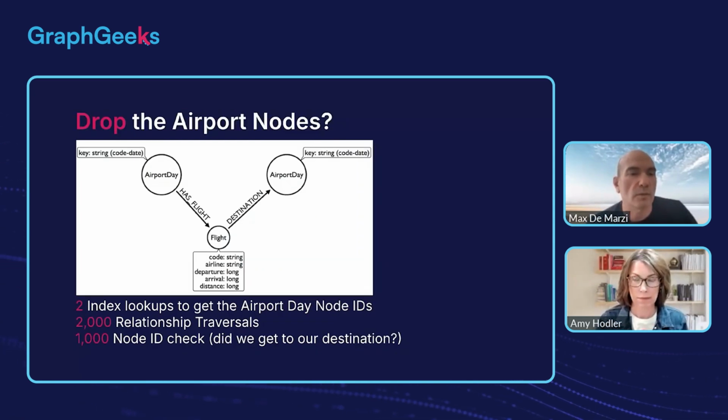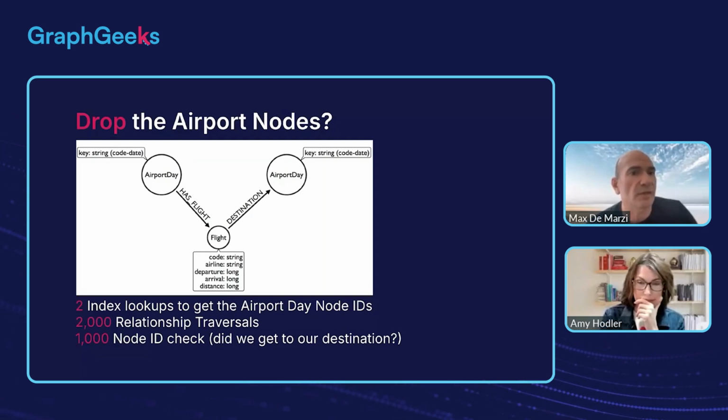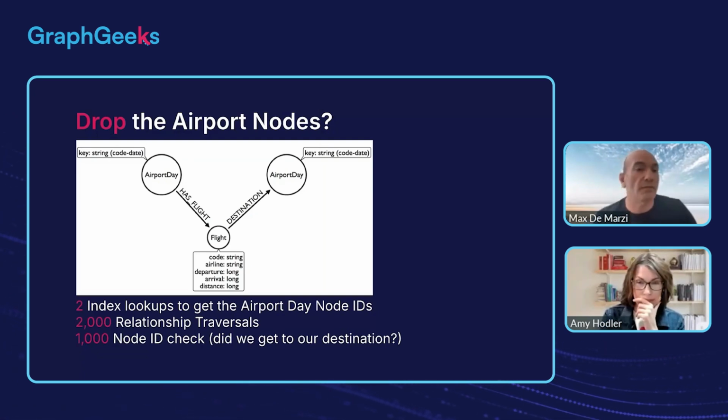We can use the airport code and date as the starting point to find our airport day node, and then just traverse from there. So now we have 2 index lookups to get our node IDs, and then we have 2,000 relationships to traverse through, and 1,000 node ID checks to see if we got to destination. So our query is significantly faster by taking advantage of the fact that people fly on days, not just randomly.